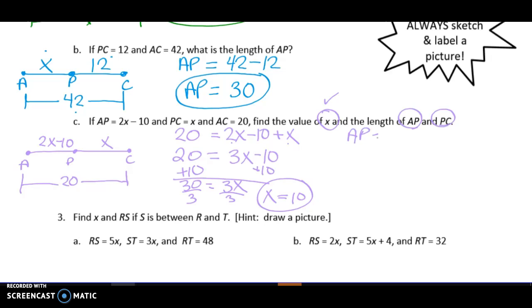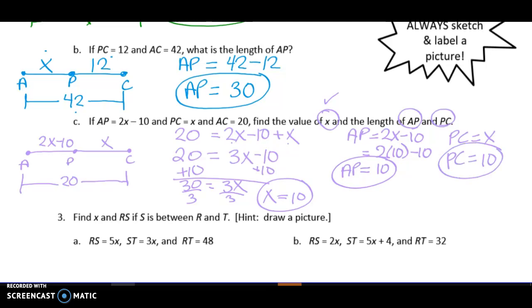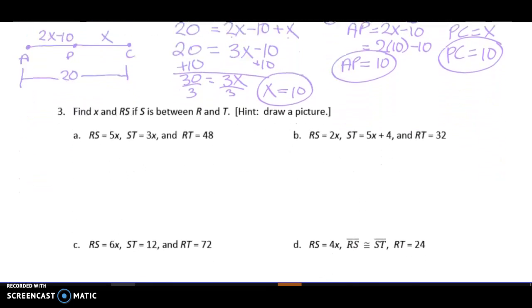So AP equals 2x minus 10. Plug in 10 for x because that was my answer. 2 times 10 is 20. 20 minus 10, AP is 10. PC is equal to x, so I replace the x with 10. PC equals 10. Moving on to question 3.